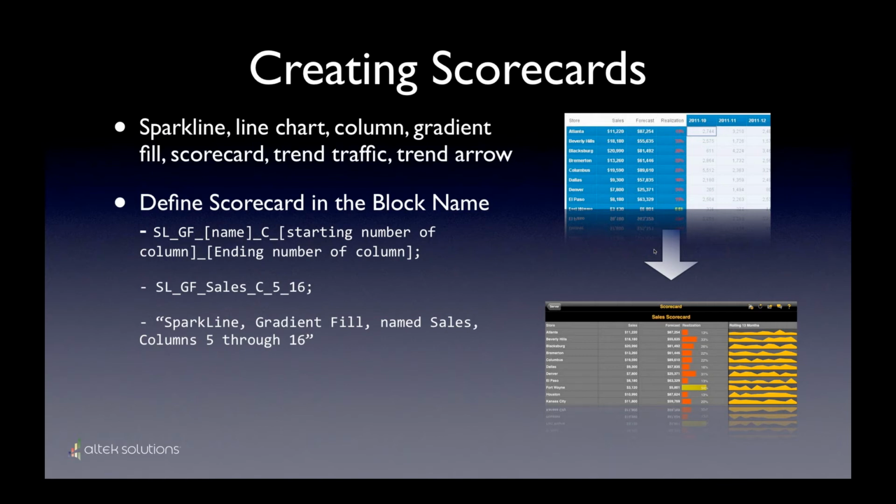So in the example here, SL_GF_sales C516 simply means to create a gradient filled spark line chart using the data from columns 5 through 16 and use sales as the title. So let's go through a demo of creating this scorecard, and we'll also show some of the annotation capabilities of mobile BI. Mike?